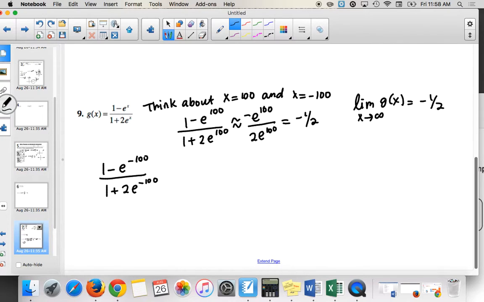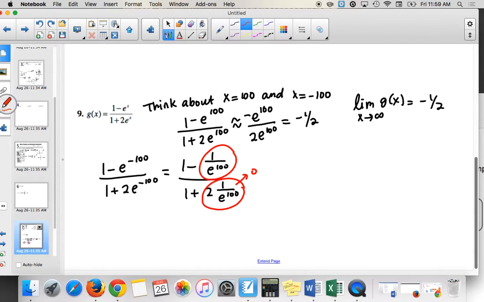0, right? Because this is what we're thinking. It's 1 minus 1 over e to the 100, and 1 plus 2 times 1 over e to the 100. These are the parts that are insignificant now. This is going to 0, and this is going to 0 as we plug in values that are even bigger than 100. 1,000, 1 million, 1 trillion.